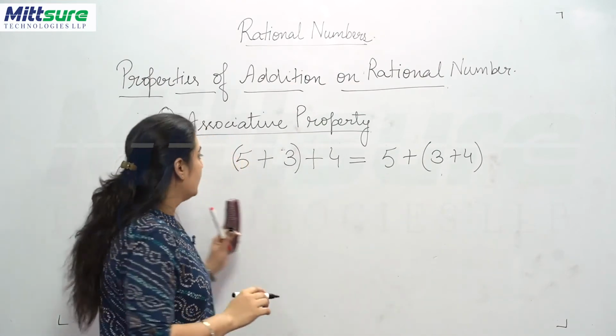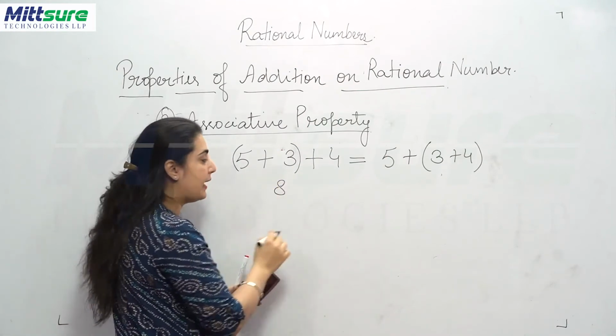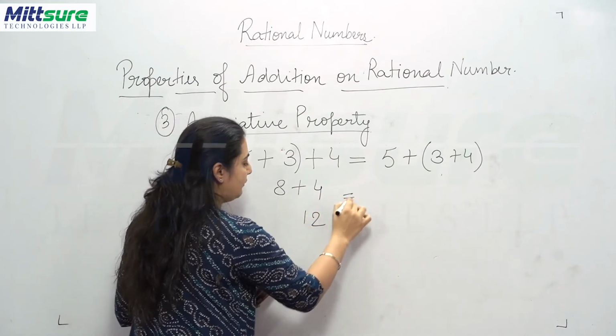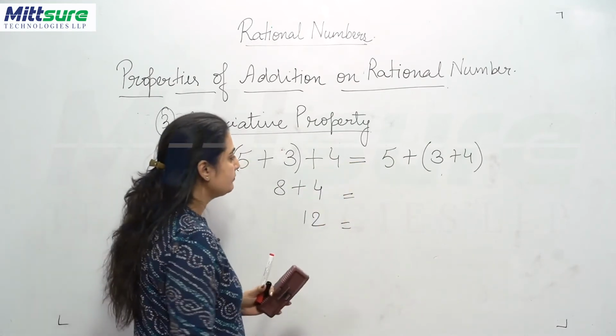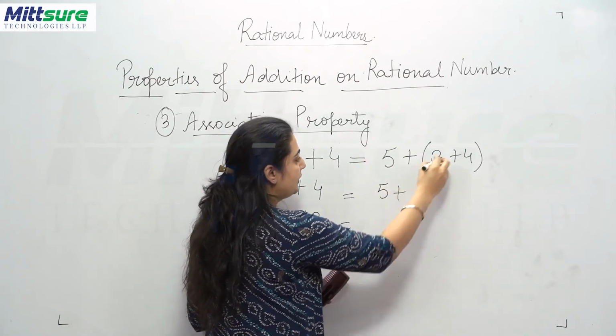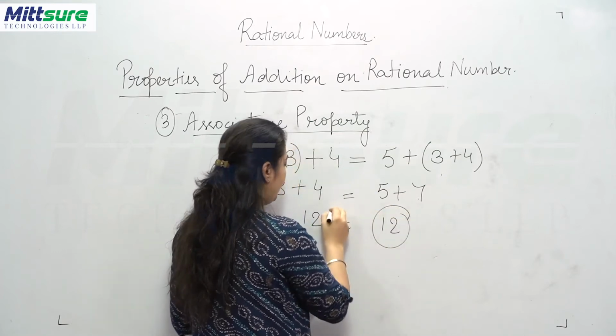Fine. 5 plus 3 is 8. First I will solve the bracket. Plus 4, it comes to be 12. Here 5 plus will remain same. 3 plus 4, 7. Then again this comes to be 12.